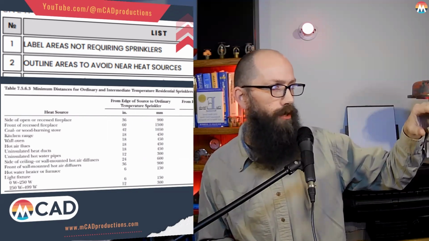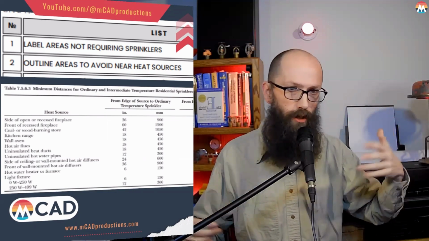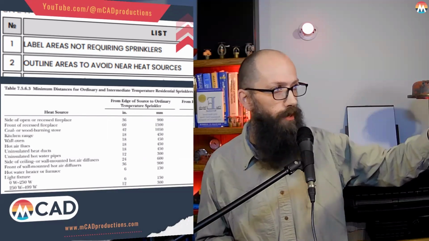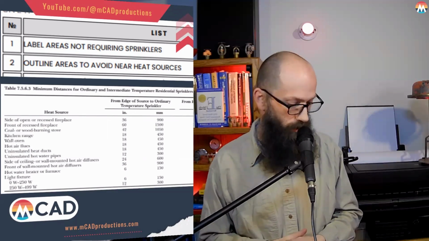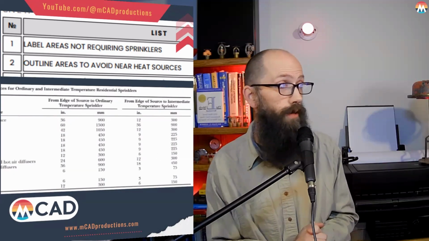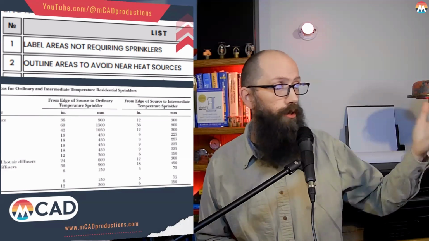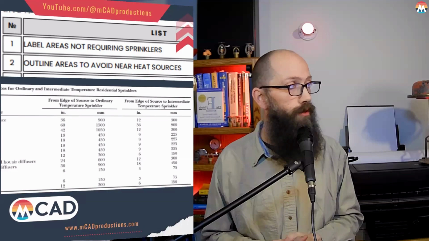4 is kitchen range and wall oven. This project has a combination oven range, so it's same thing. The distances for both of those are the same. It's 18 inches, and if we needed to, in a strange situation, it comes up every once in a while, we can reduce that distance to 9 inches by using a higher temperature sprinkler.